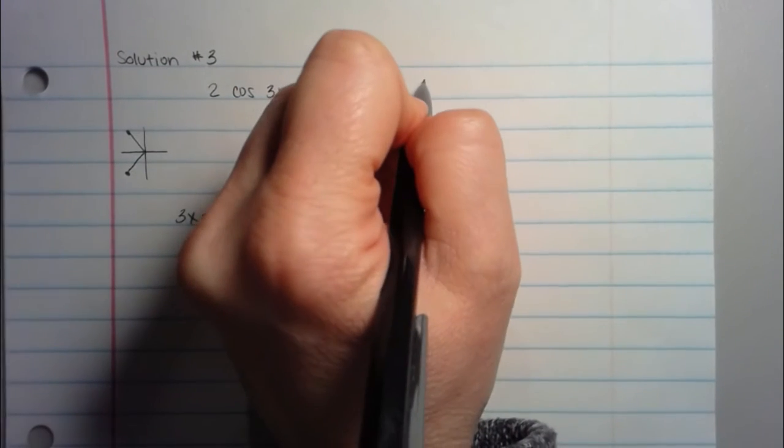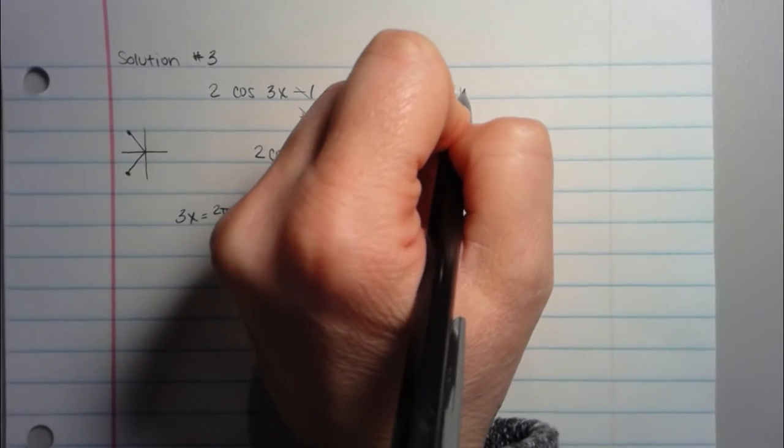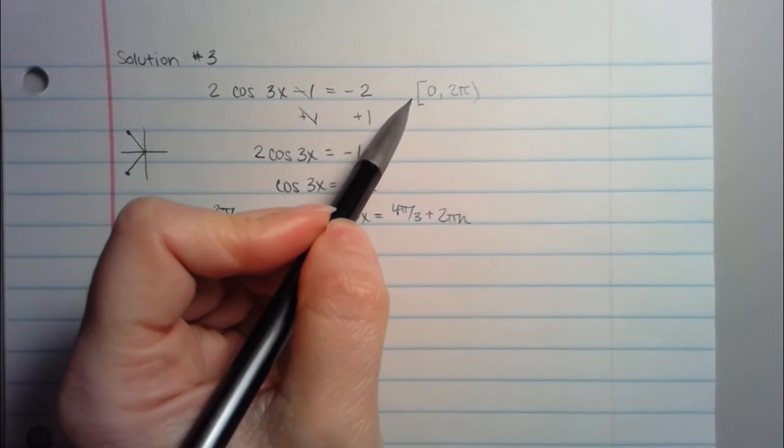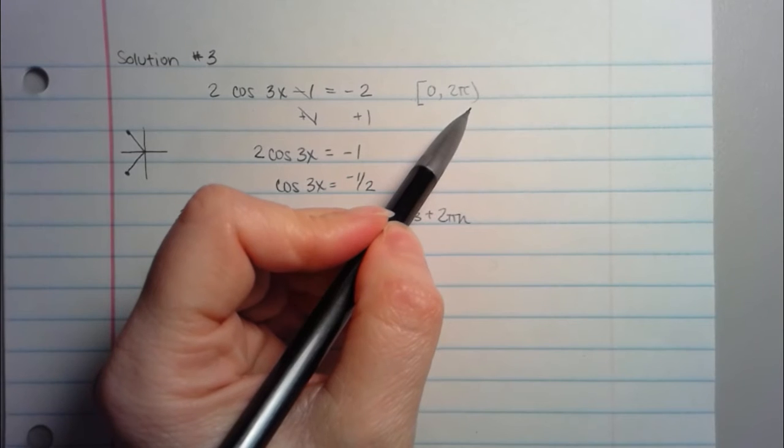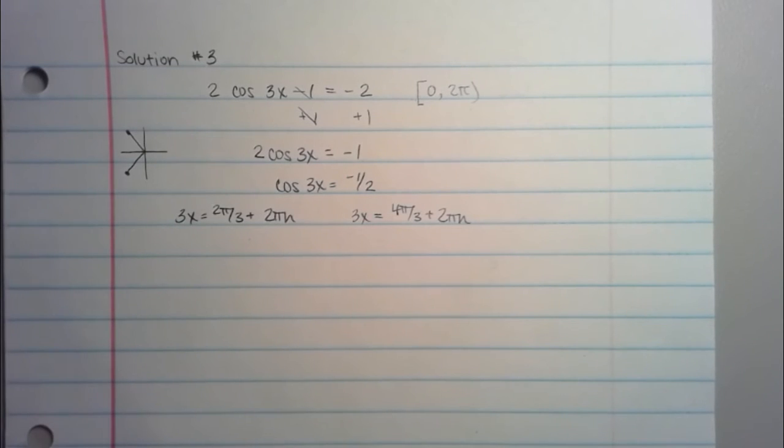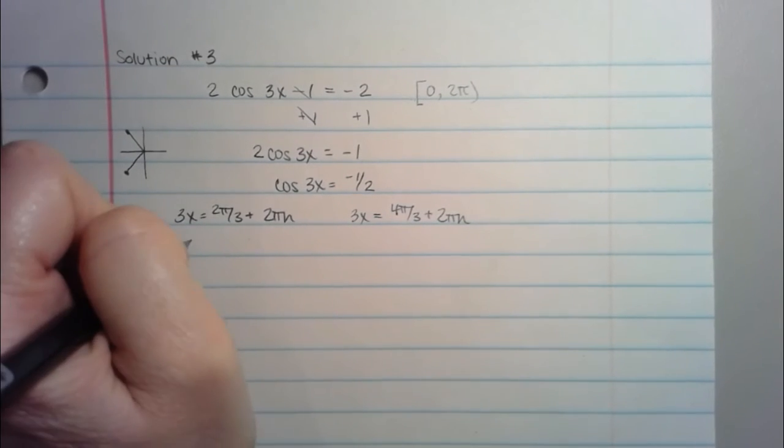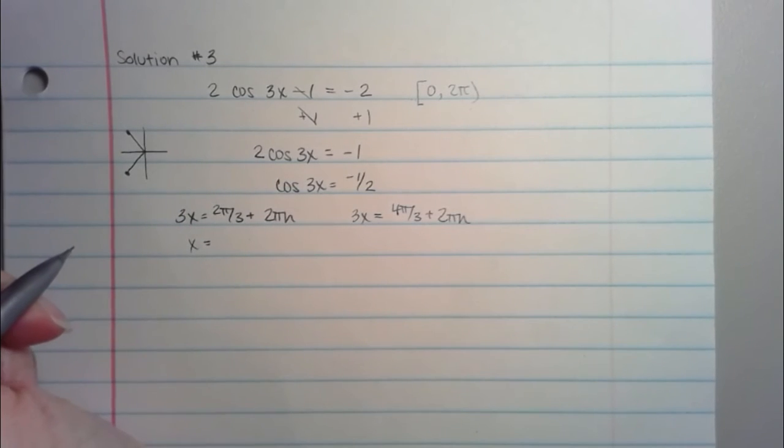It asked us for the solutions from 0 to 2 pi. Remember, that means that 0 can be an answer, but 2 pi cannot. It's not included in the interval. So we're not going to leave these as general solutions, but we always want to get the general solution first with a multiple angle equation.